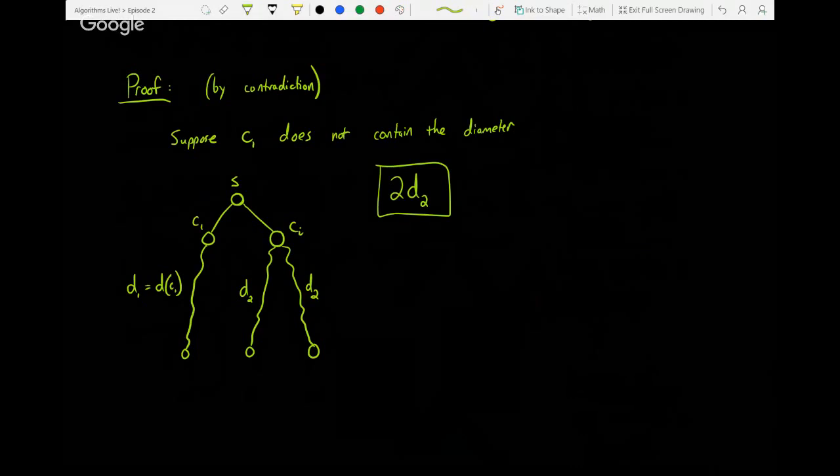So here's how I'm going to form that longer path length. I'm going to take this path length, which is D1, and stitch it with the longer end of CI's path length, which is D2. And of course, I have to add on these two edges, so plus 2. But I also know that D1 is greater than or equal to D2, because C1 is the deepest subtree. That's why I get this inequality.